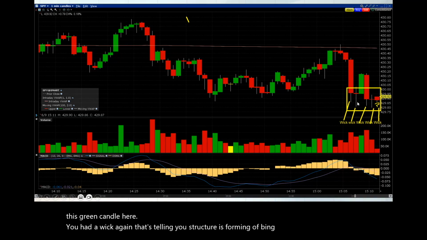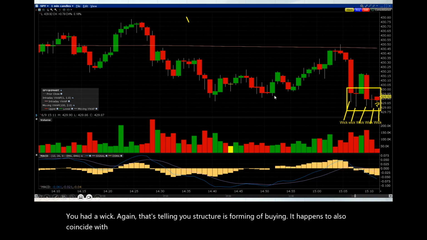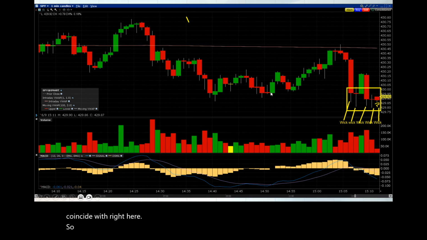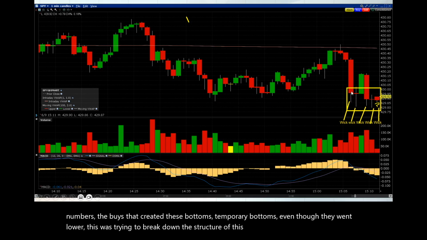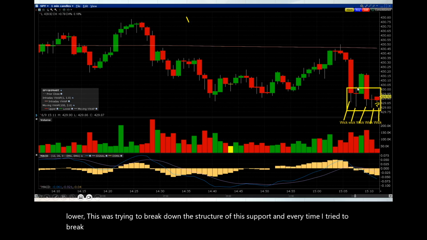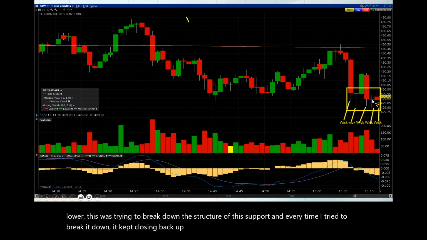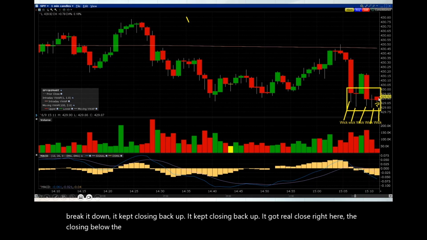That's telling you structure is forming of buying. It happens to also coincide with right here. So you're looking backwards, and these are 1-minute charts. This is telling you that the buys that created these temporary bottoms, even though they went lower, were trying to break down the structure of this support. And every time it tried to break it down, it kept closing back up. It got real close right here to closing below the lows, and right here, I think it went 429.92. So no, it closed back within it as well.